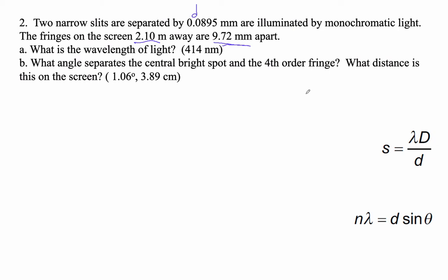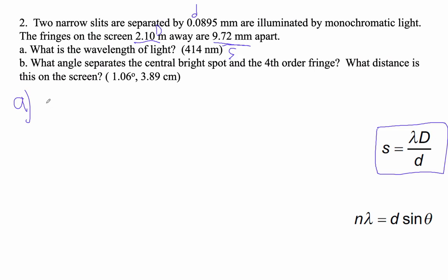Okay, so let's do part A two different ways. Let's do the approximate way, which is, by the way, good enough, but let's go for it. So S is in this equation, right? This is our S. This is our big D. That's our little d. The only thing we don't know is the wavelength, right?